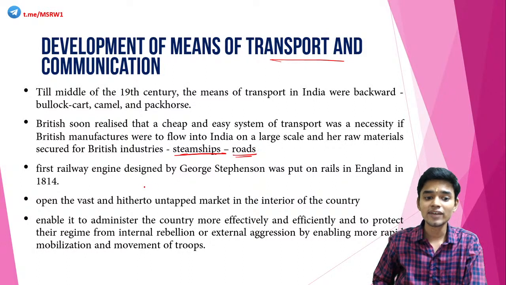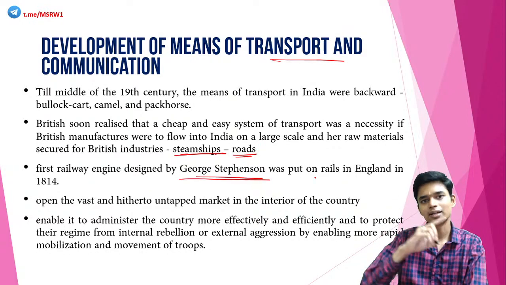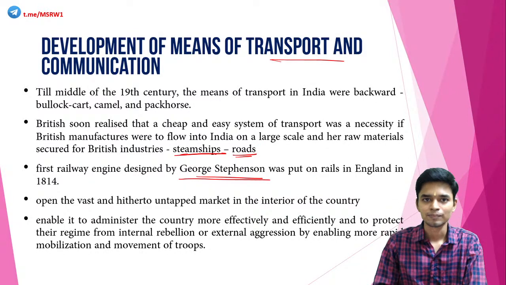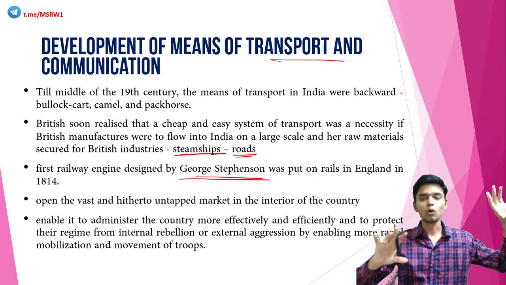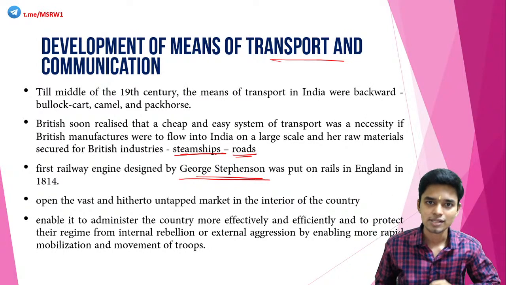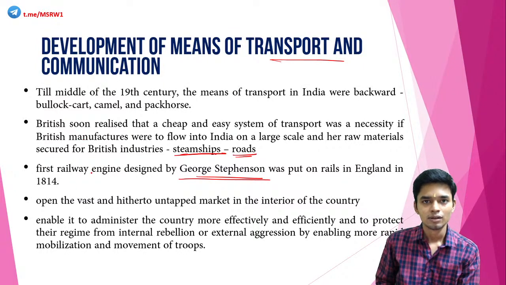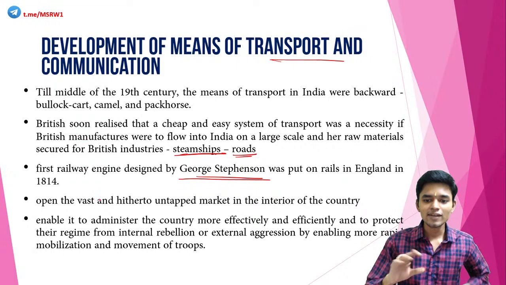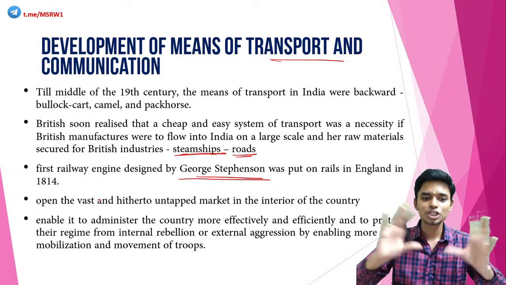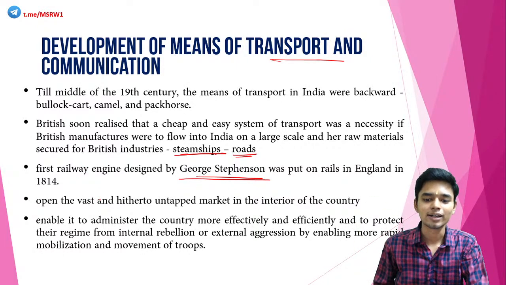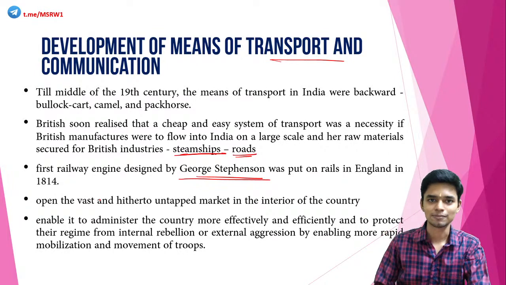The first railway engine, which was designed by George Stephenson, was put on rails in England back in 1814. This was the first time in Europe that a railway engine was designed, by a person called George Stephenson. And railways actually opened a huge untapped market in the interiors of the country.